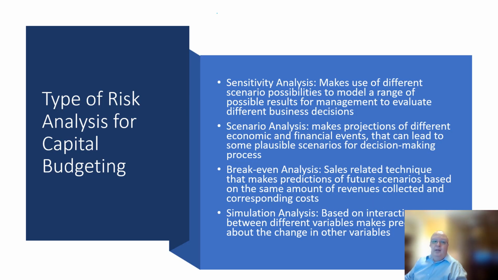There are four types of risk analysis for capital budgeting. First one, sensitivity analysis, makes use of different scenario possibilities to model a range of possible results for management to evaluate different business decisions. Second is scenario analysis, which makes projections of different economic and financial events that can lead to some plausible scenarios for the decision-making process.